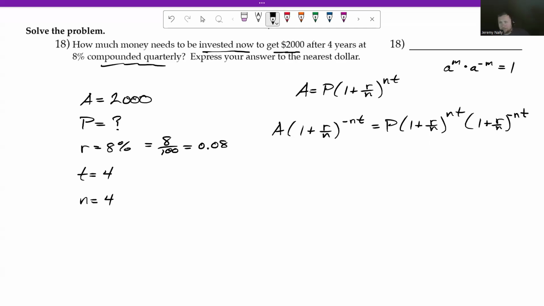And this is just related to the property that a to the negative m is 1 over a to the m and all that. So these wipe each other out. Then I have my principal value is this. And if you do use this formula, don't forget to put the negative exponent in.